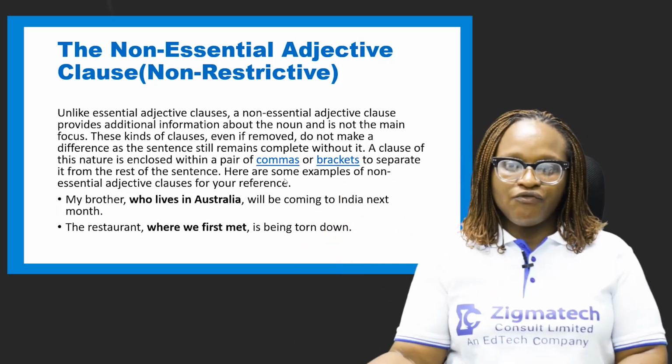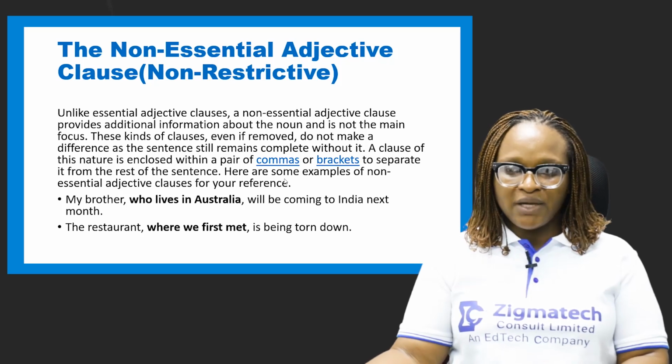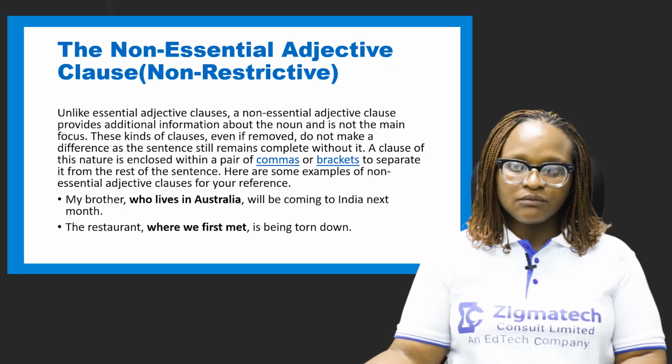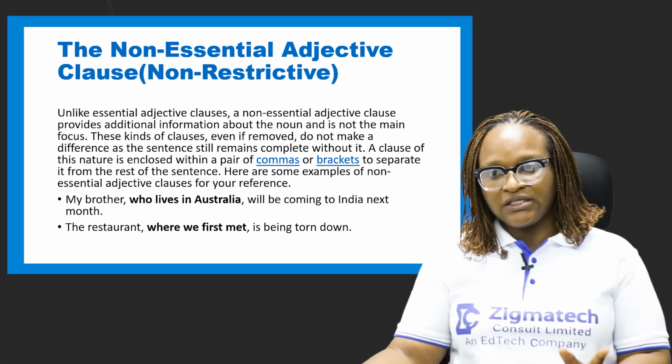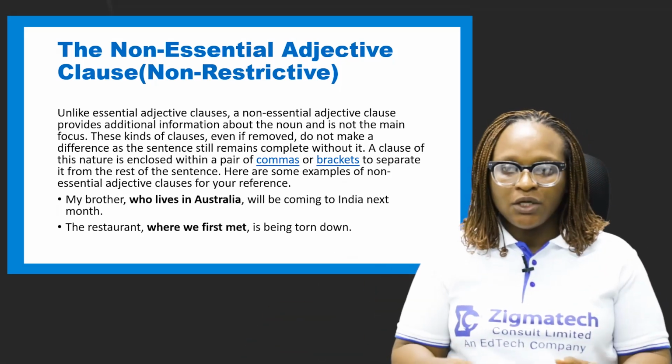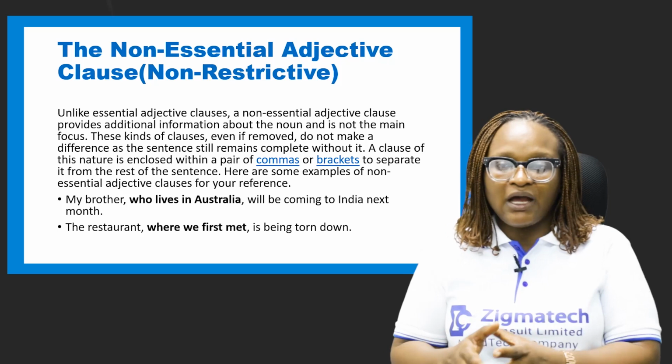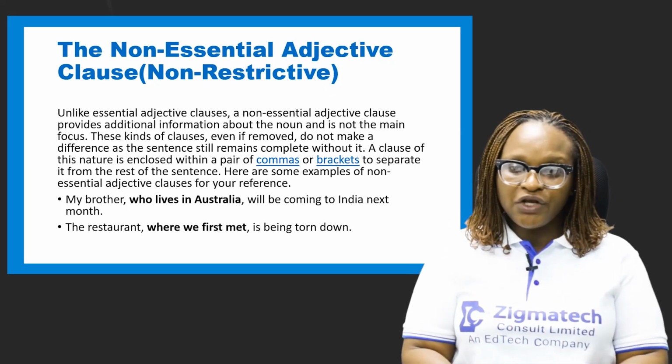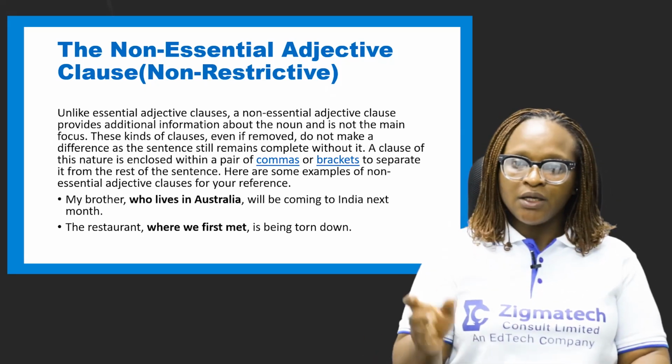The next one says the restaurant where we first met is being torn down. The restaurant where we first met is being torn down. So if I remove where we first met, I can read the sentence freely. The restaurant is being torn down.